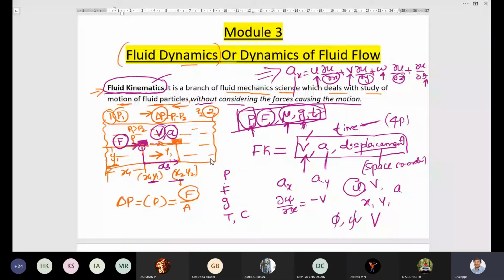So in fluid dynamics, all properties will come into the picture. Velocity will also come, acceleration, displacement, pressure, force, viscosity, each and every term will be considered in fluid dynamics. I hope you understood the actual meaning of fluid kinematics.